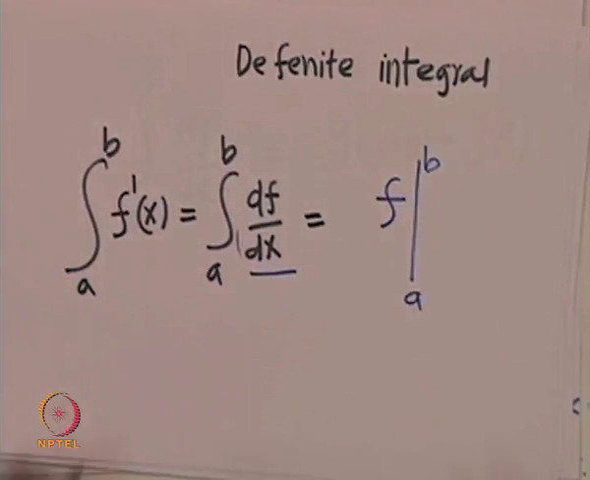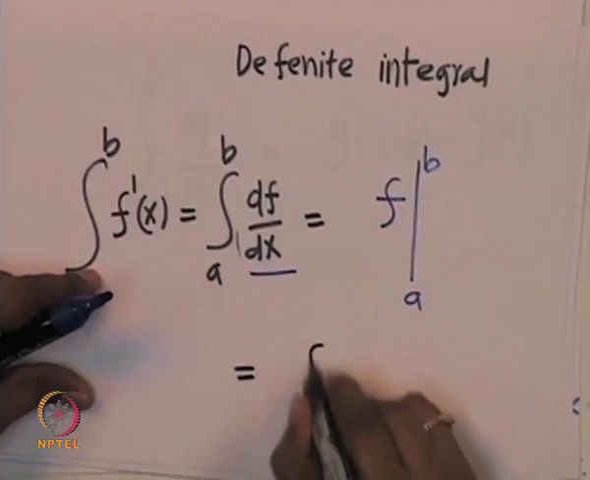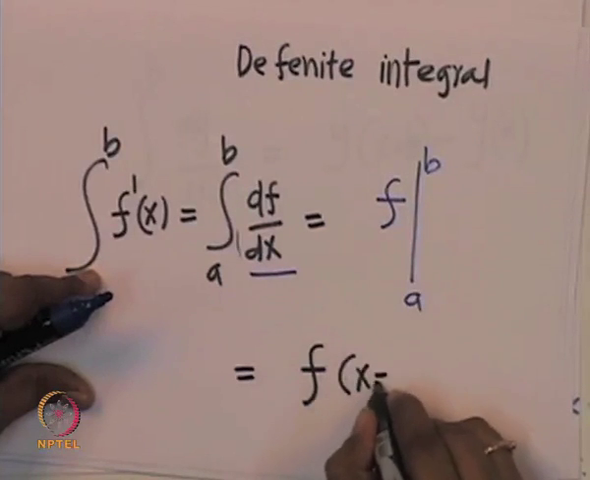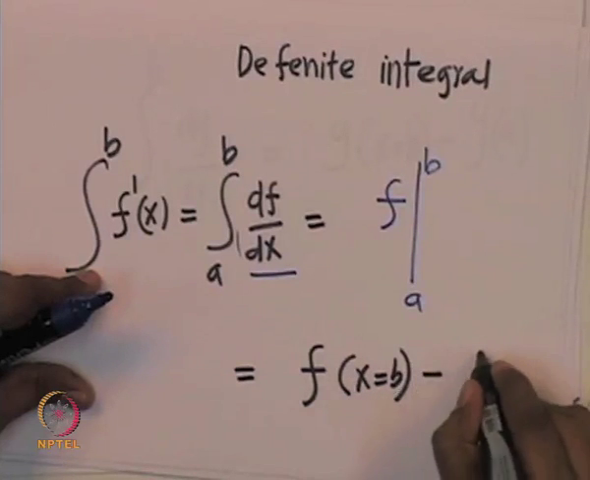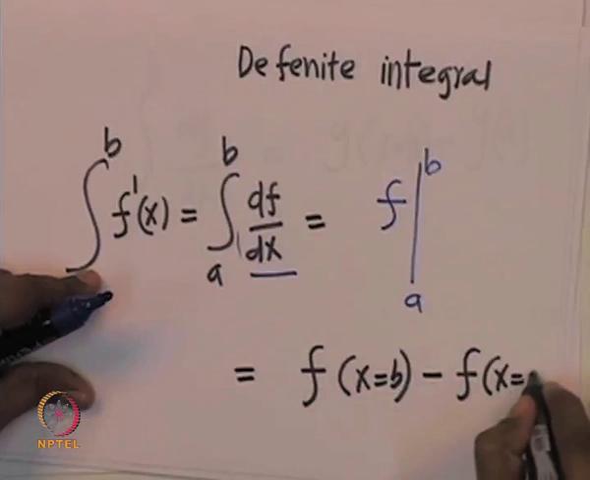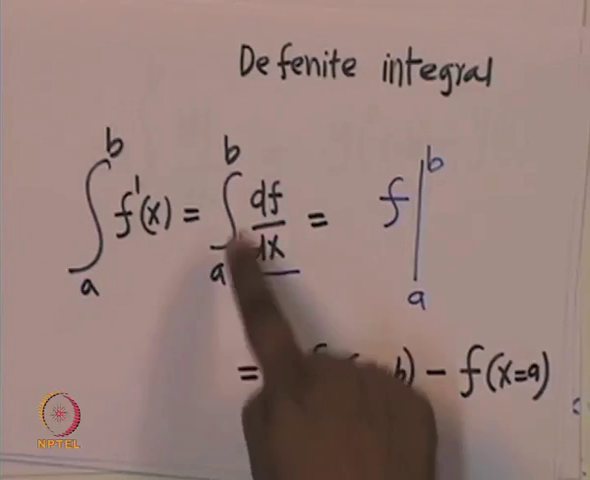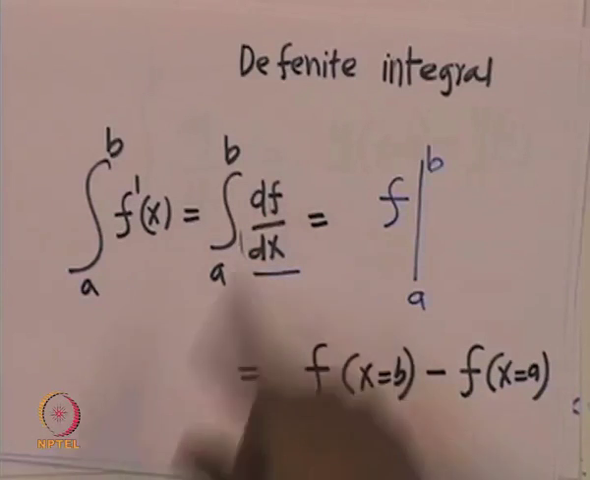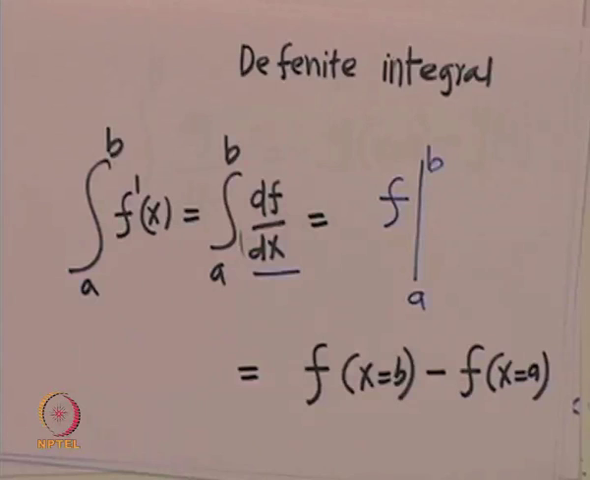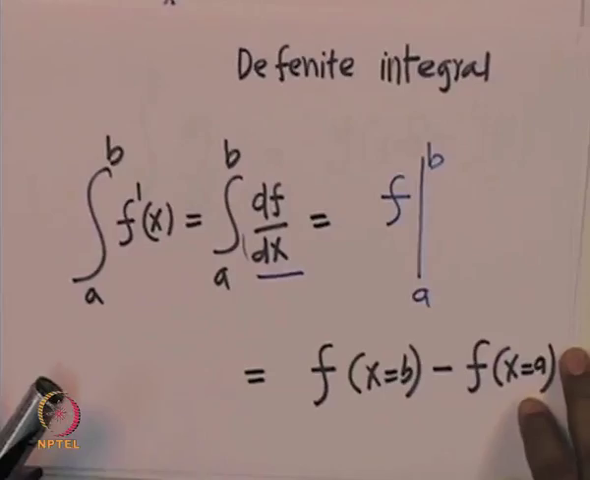What does this mean? This means that f at x equal to b minus f at x equal to a. So, the answer of the integral of df by dx between these 2 points a and b is f at x equal to b minus f at x equal to a. So, this is the answer. Now let us do some examples for this.